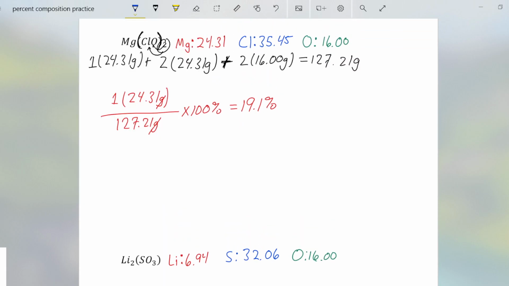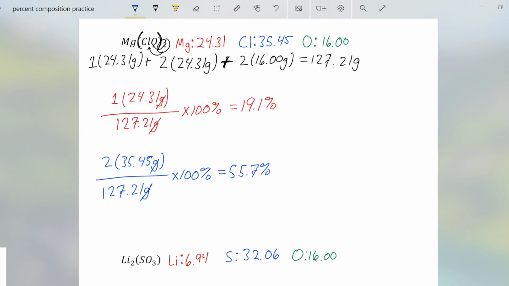For chlorine, we have 2 chlorine atoms because there's that 2 outside of the polyatomic parentheses. So I take 2 times the mass of chlorine, 35.45 grams, and divide by the molar mass of 127.21 grams. The grams cancel, and I also need to multiply by 100. The answer I get for that is 55.7%.